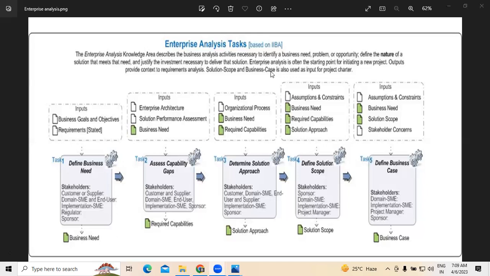Last but not least, defining the business need, that I'm going to explain in tomorrow's session. What is defining the business need? How to do that? What are the points we require to consider? That I'm going to explain tomorrow. Clear, Nimisha, Sonali, Tejas, and Venkat? Yes, sir.